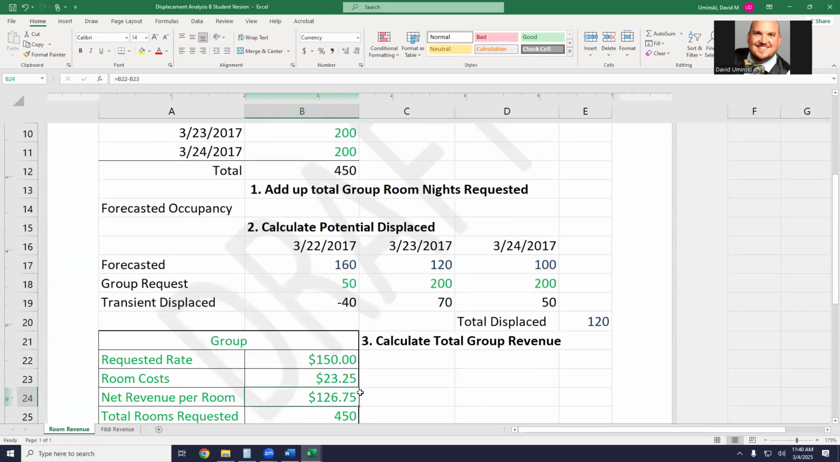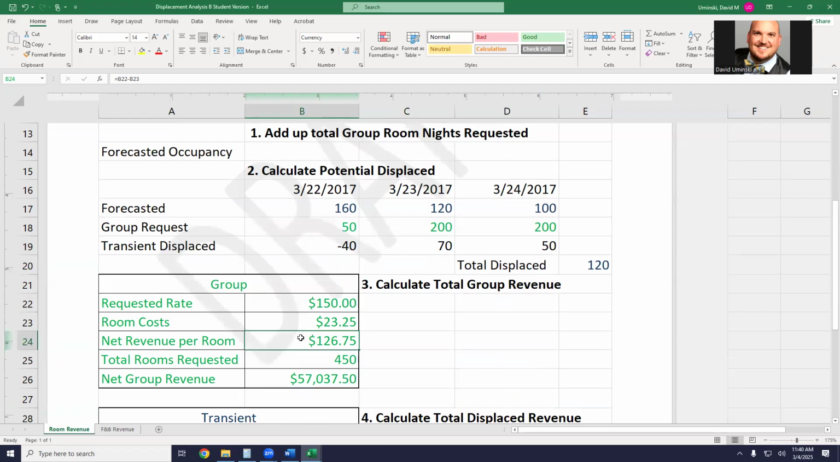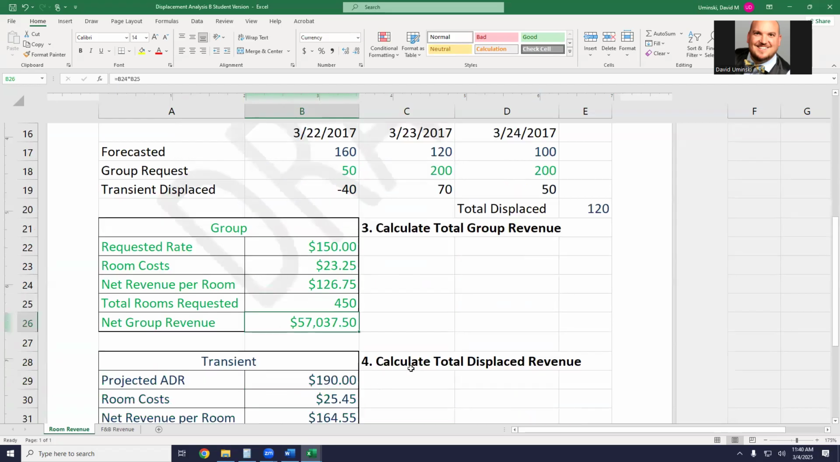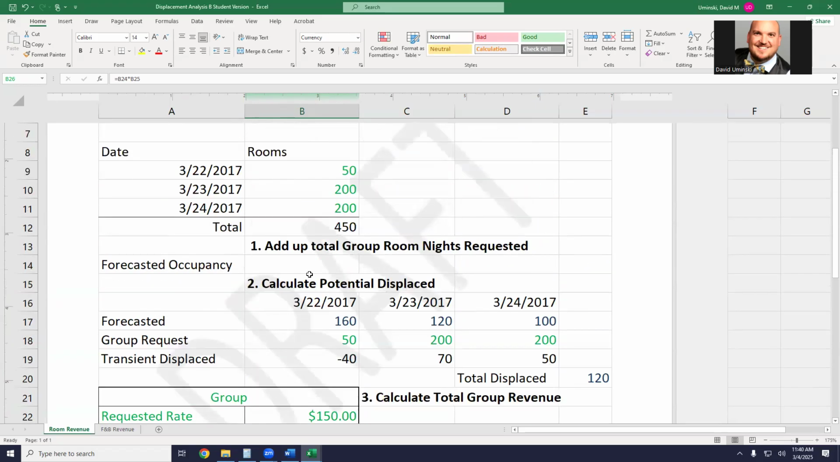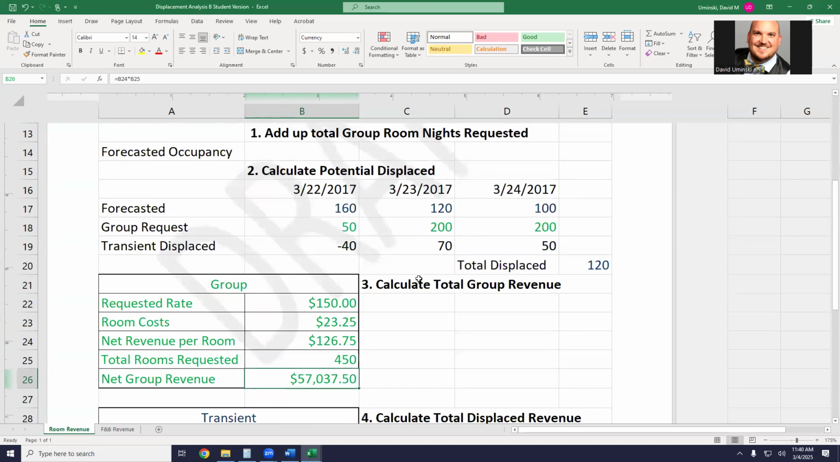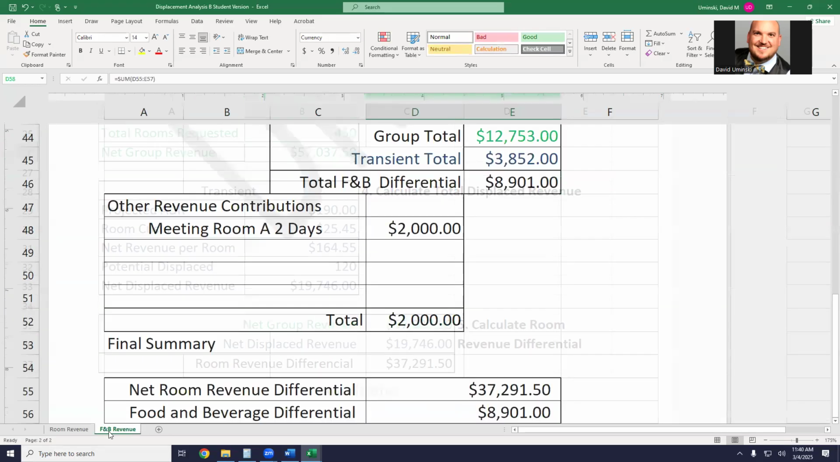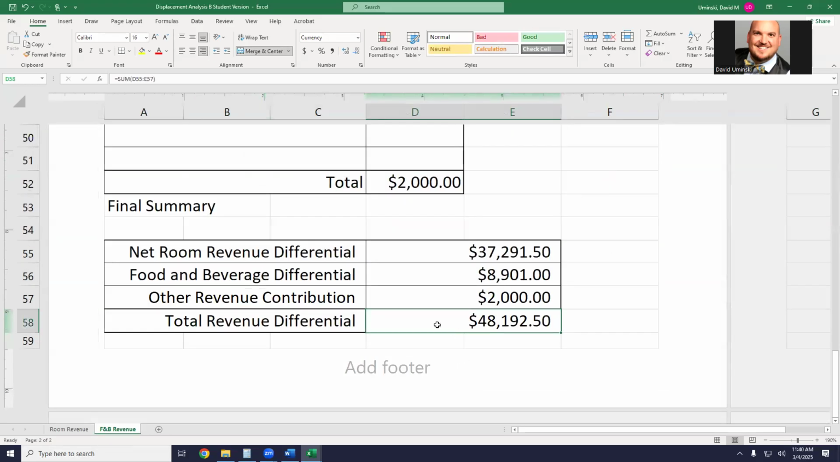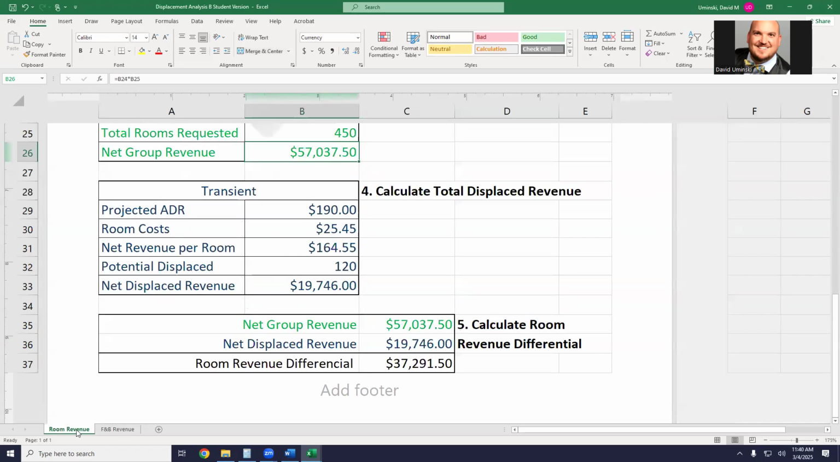Parentheses. There we go. Now I've done it correctly in Excel. So yeah, I can't take this piece of business because I want to displace too many people. Wouldn't be worth it. But if I give you a $150 rate, then that will be a difference of $48,000. I may be more inclined to displace 120 people for $48,000. Okay. Is that right? Yeah.